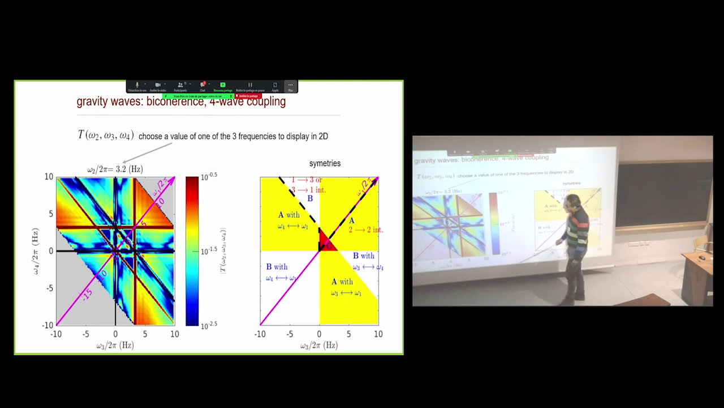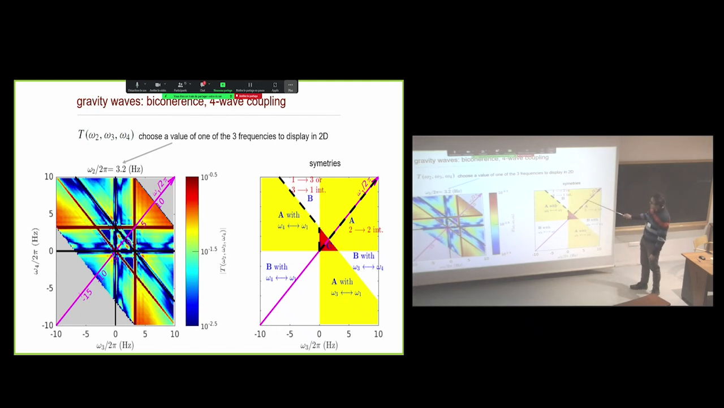So here the frequencies can be positive or negative in both directions. And again, omega 1, as I told you, is omega 3 plus omega 4 minus omega 2. So the 0 of the axis of omega 1 is at 3.2 hertz here. Now we have many things in this image. So let me just look at this sketch here, which shows the different regions in this image.